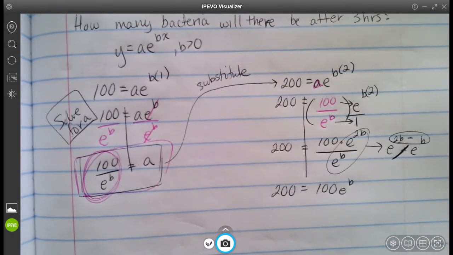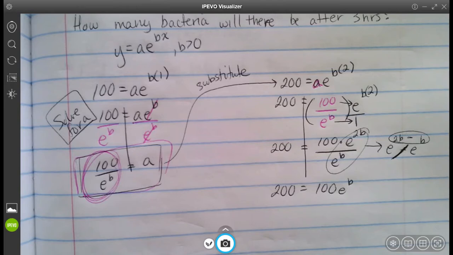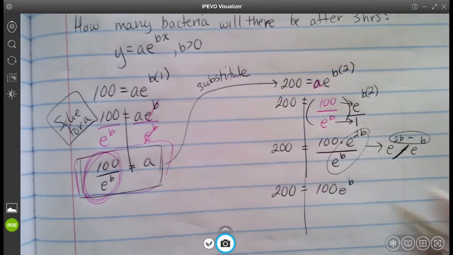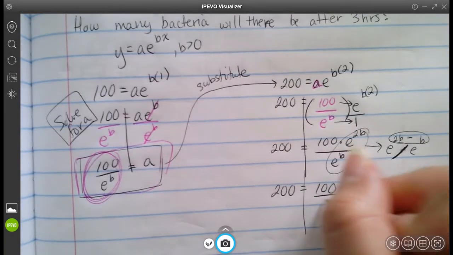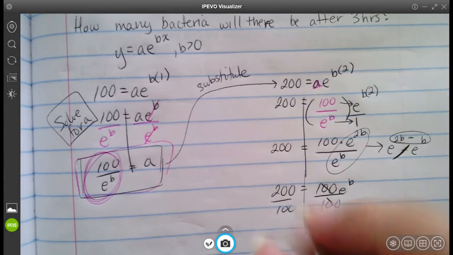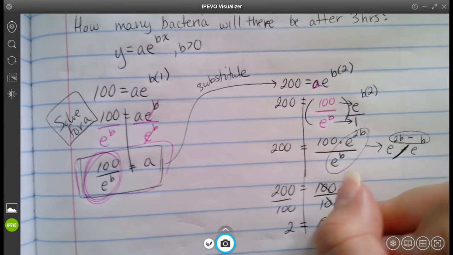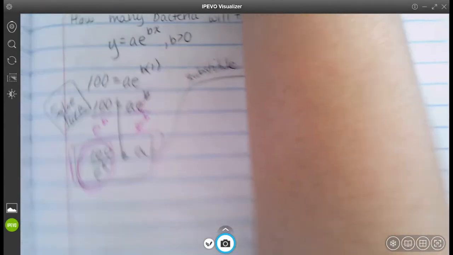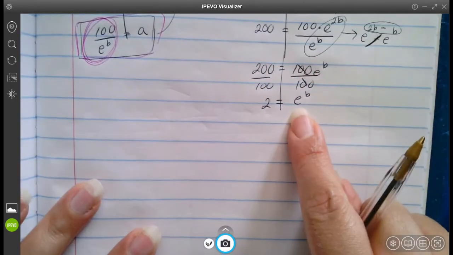Okay, hopefully you understood that. If not, you can ask me in class and I can go a little bit more into that. But this is a lot easier to work with now, because all I have to do is get rid of that 100 on both sides. So 200 divided by 100 is 2. And by now, you should know how to get rid of that e.